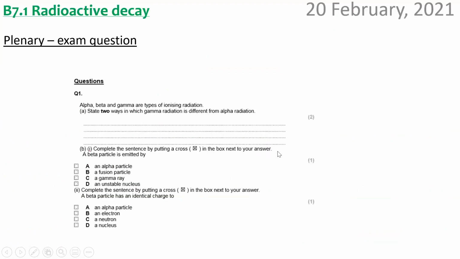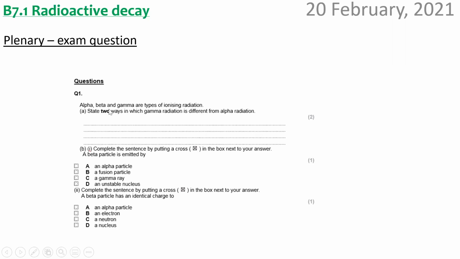over. Okay, so let's look at some questions that could be on that, because in an exam, they'll mix things up. You could get a question about the penetrating power of beta radiation, and the next one would be a nuclear equation about beta radiation. So they will mix these things up.